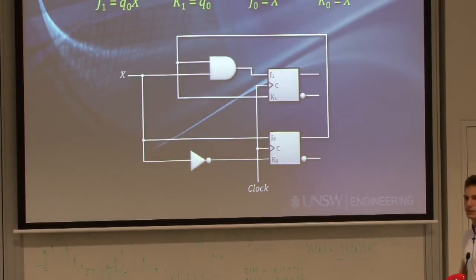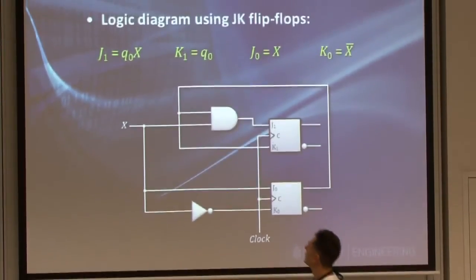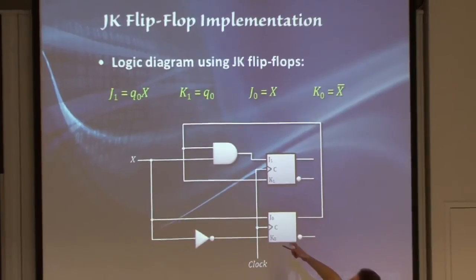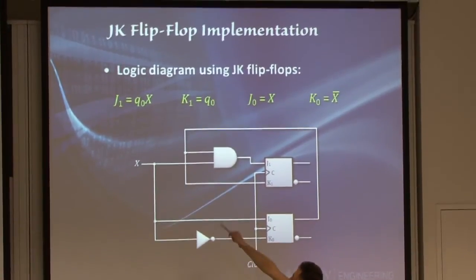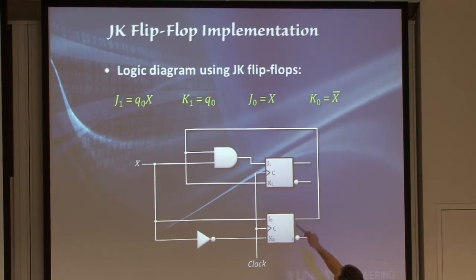And this is it. We said that one AND gate, the one inverter, and then everything else. J0, for example, just connected to the X. K1 is just connected to the output of this flip-flop up here. And the circuit is fairly simple. Questions about this so far?